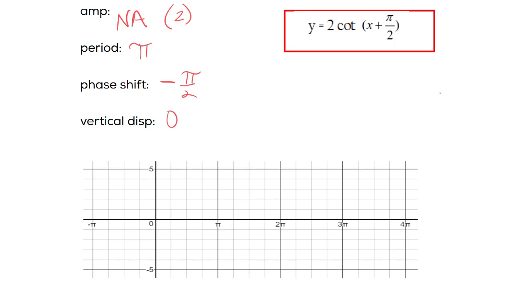This graph is a cotangent graph. Cotangent graphs start with asymptotes right here on the axis. However, that asymptote is going to have to shift back pi over 2. It's going to be right here. Let's go ahead and put our asymptote there. And the period is pi, so I'm going to have an asymptote every 4 grid lines.